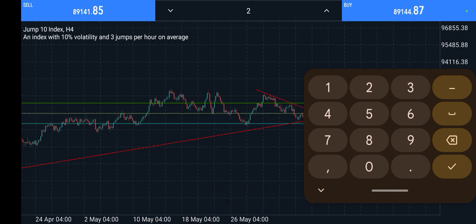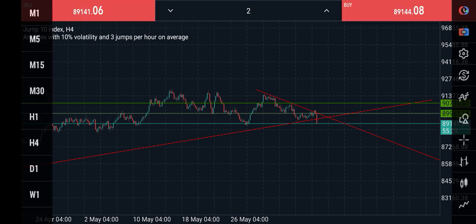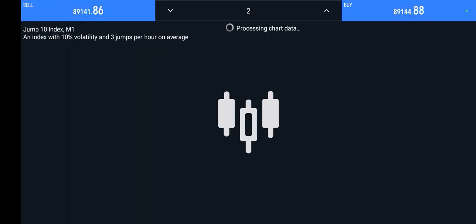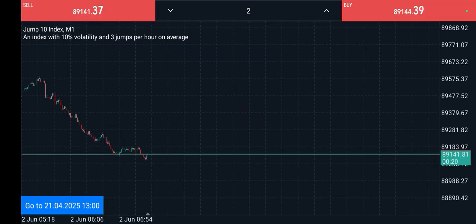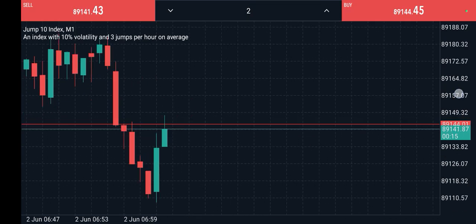Are you getting it? And now we'll be moving to spread. Talking about spread, it is the difference between the bid and the ask price. Let me change this time frame to the lowest time frame, let's say the 1 minute. I'm not even getting a very good spread here. Okay, I can see a spread.